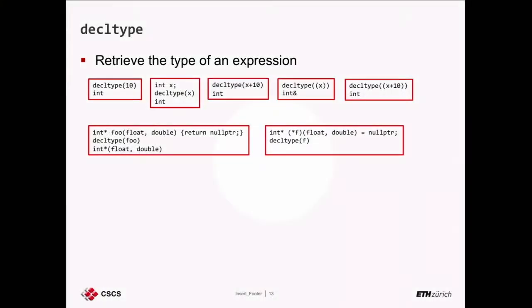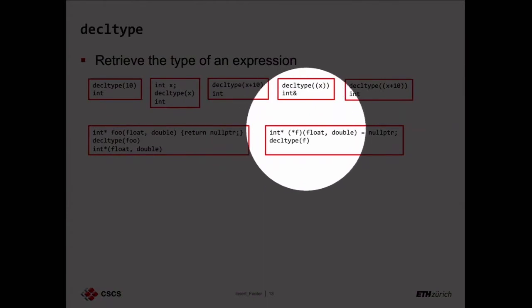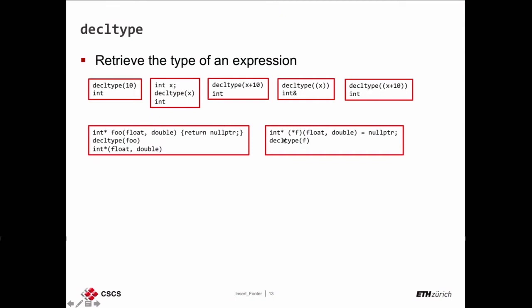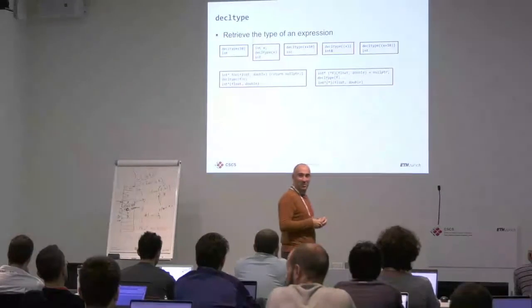If I have a function pointer f to a function that takes a float and a double and returns an integer pointer, then this is a function pointer to a function that takes a float and a double and returns an integer pointer. This is just to get a little bit confused.